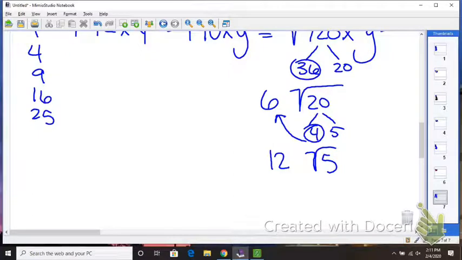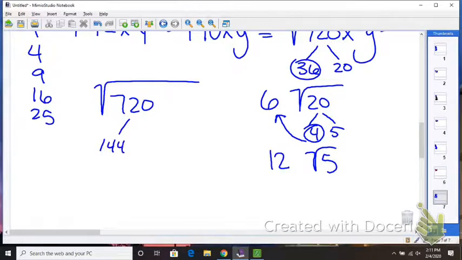What's another pair that people chose? 144 and 5. Okay, 144. If I have 144 and 5, what's the square root of 144? 12. And what's left in the house? 5. So this is what I call a one-stepper. If you get the biggest perfect square in it, you only do it with one step. It's okay, though, if you go 2 steps.